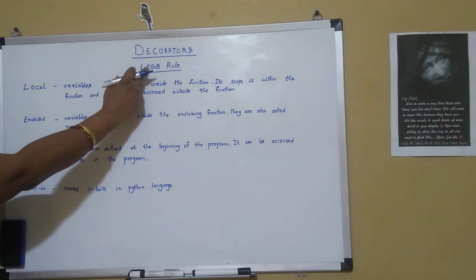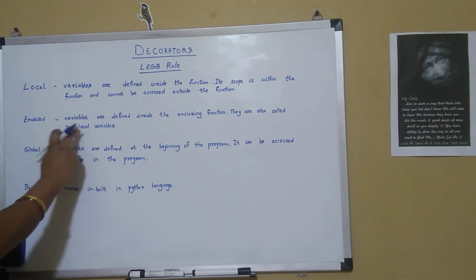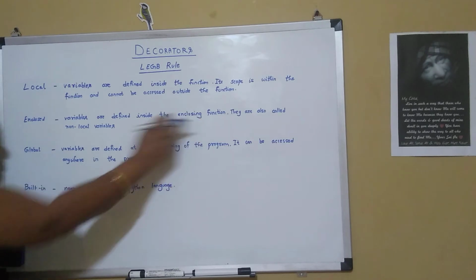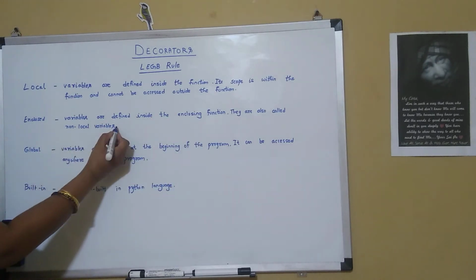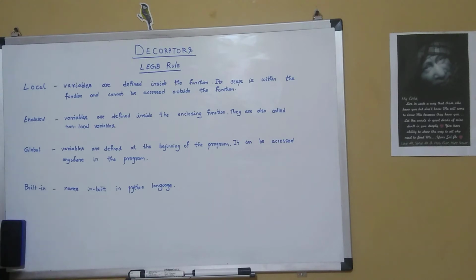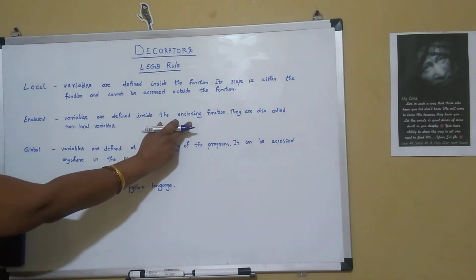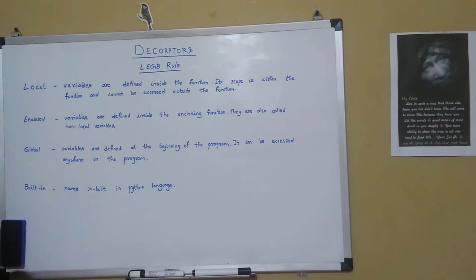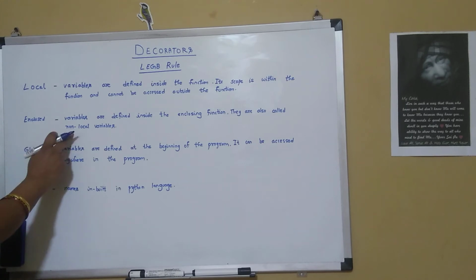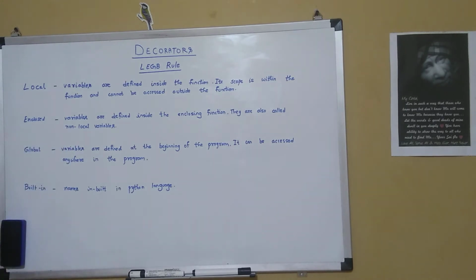So what is enclosed? E stands for enclosed. Enclosed variables are defined inside the enclosing function. They are also called non-local variables. Suppose we have one function within which we have another nested function. So we have an outer function and we have an inner function. The outer function is also called the enclosing function. And the variables defined in the outer function are called the enclosed variables, and they are also referred to as non-local variables. These variables can be accessed by the inner function as well.